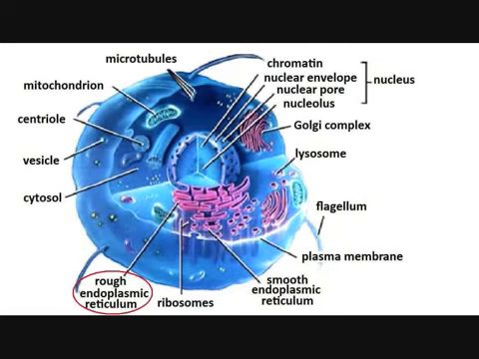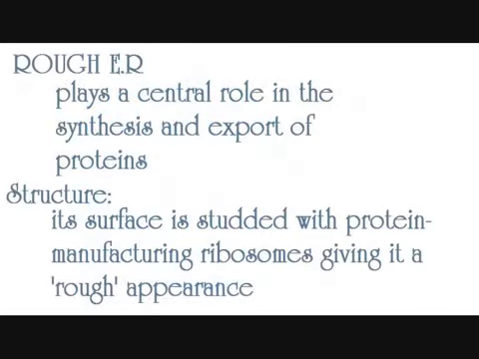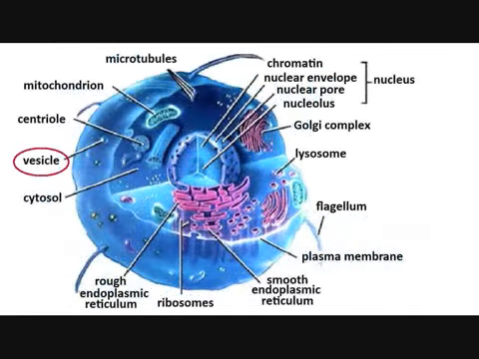Now for the rough ER. It plays a central role in the synthesis and export of proteins. Its surface is studded with protein-manufacturing ribosomes, giving it a rough appearance.